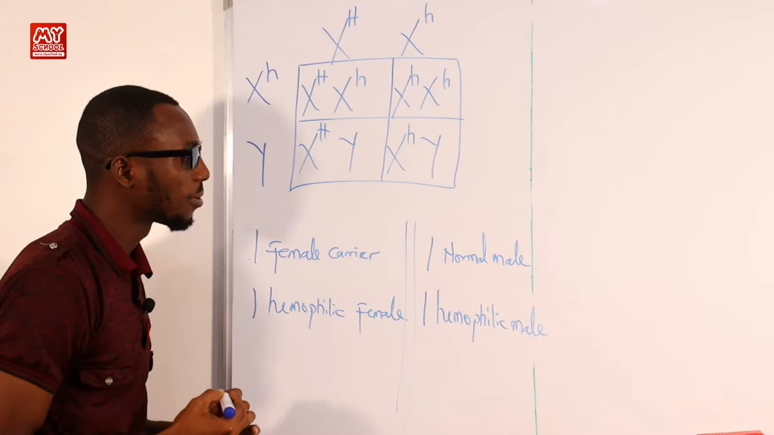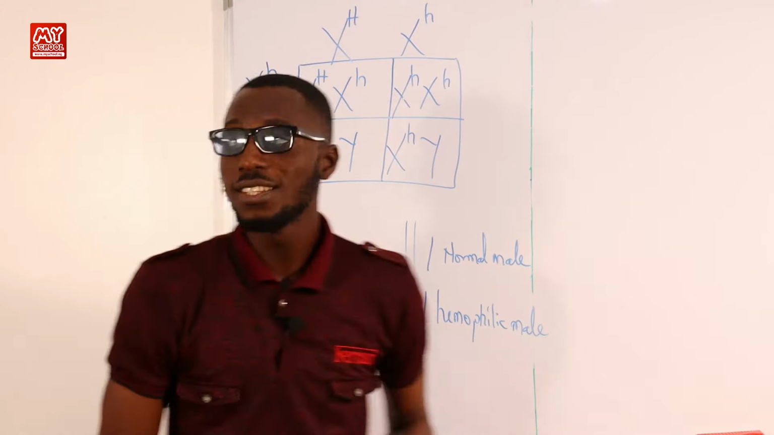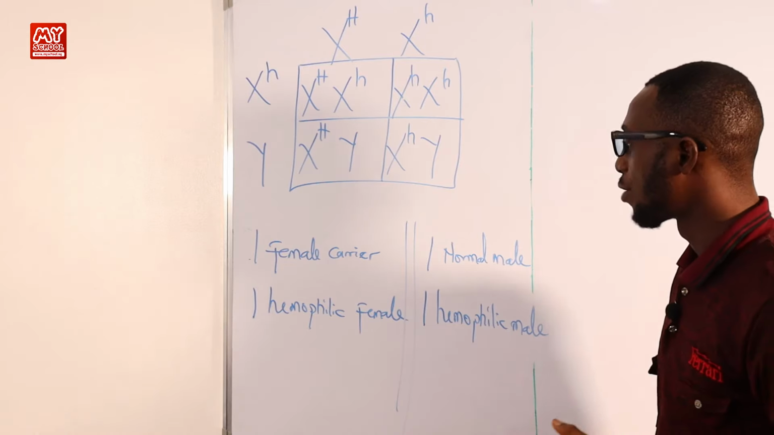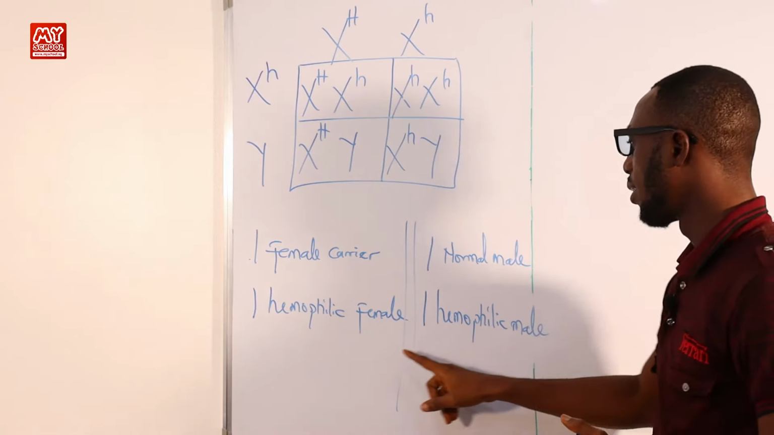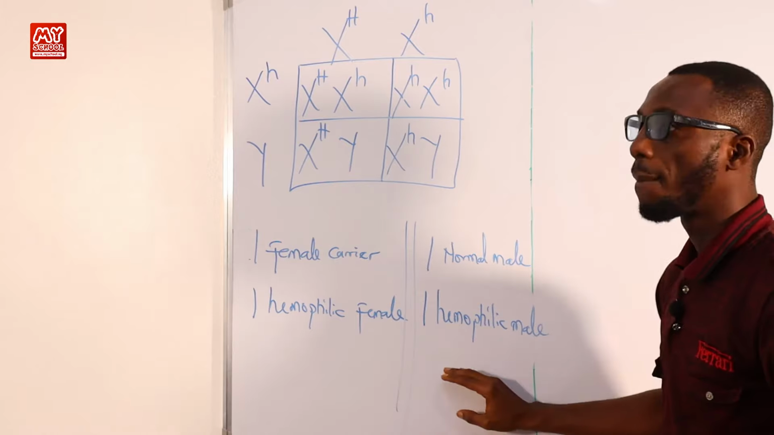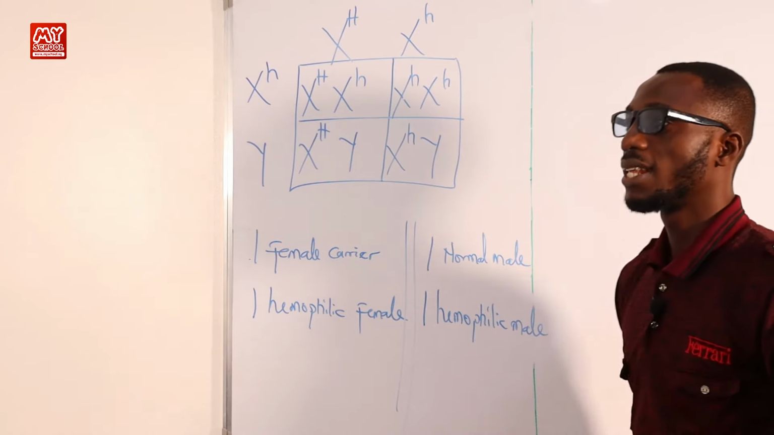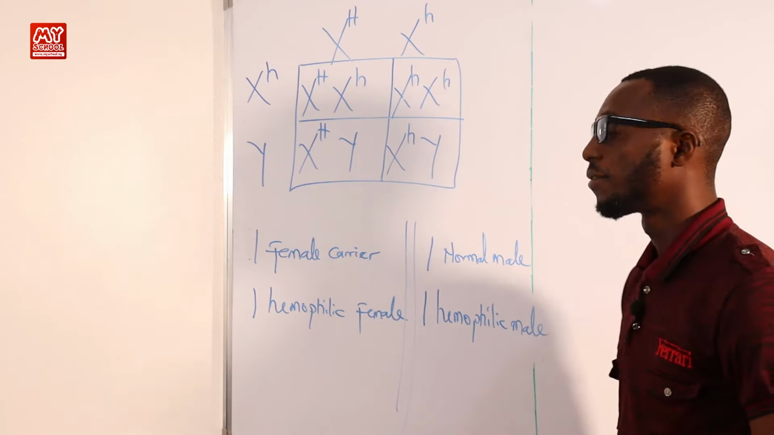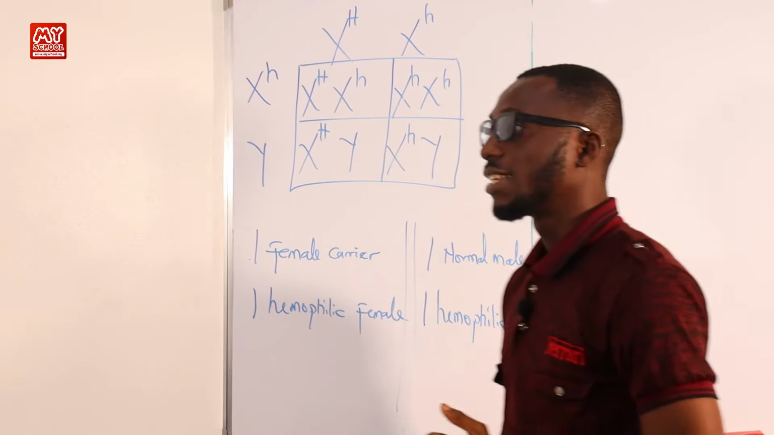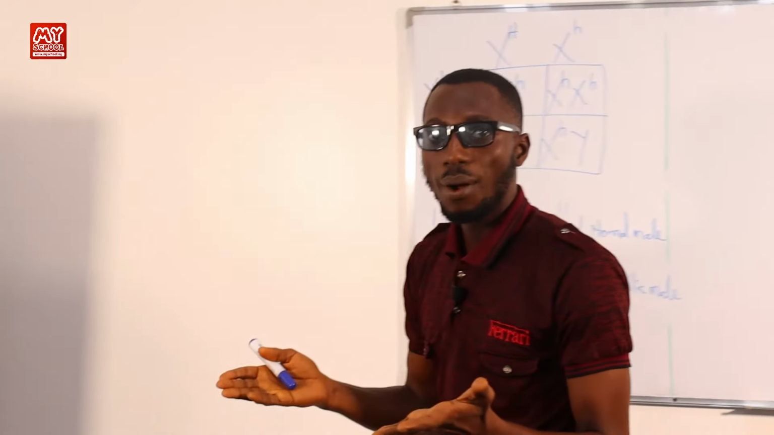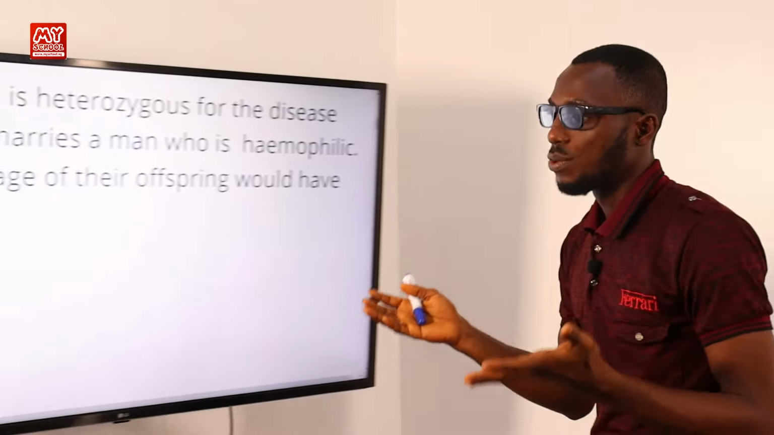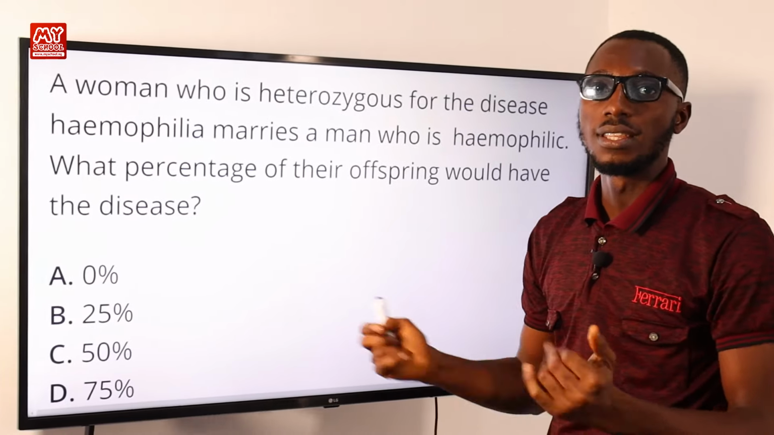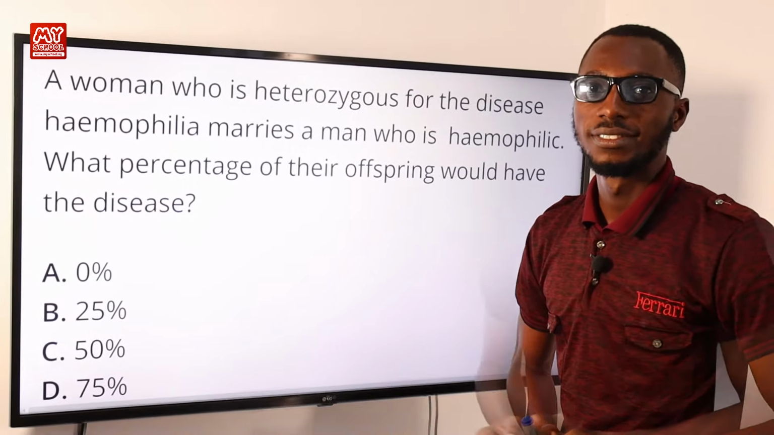So the question asks, what percentage of their offspring would have the disease? So what percentage of them will be hemophilic? So we have one male and one female and one male. That shows you that 50% of their offspring will have the disease hemophilia. So let's go through our options together. You will see that option C is very correct.